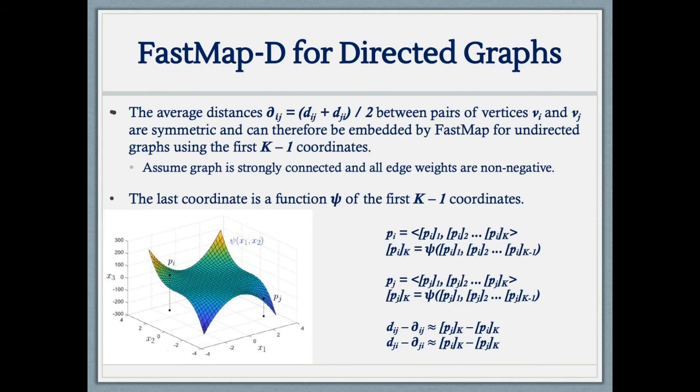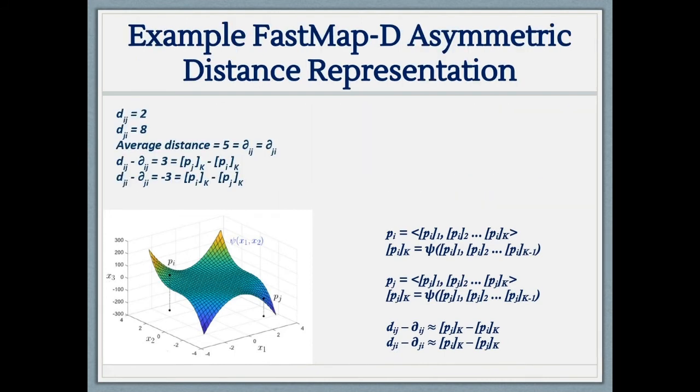Please note that one limitation in our current approach is that the graph must be strongly connected, that is, there is a path between all pairs of nodes. This is not the same as fully connected, but strongly connected. Let's see an example to help understand our approach.